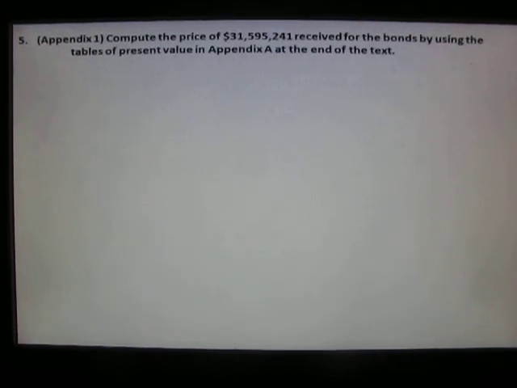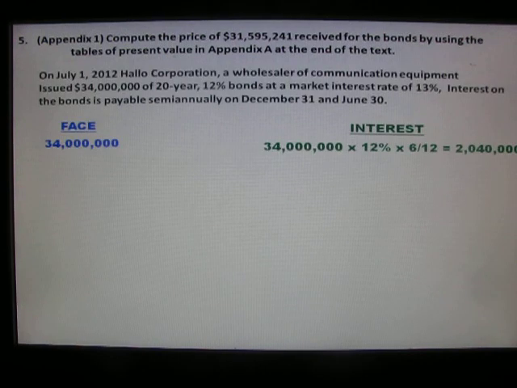Okay, this is the funnest part of bonds. We're calculating the actual issue price. They told us in the problem that the issue price was $31,595,241, but let's calculate it for fun. When you're calculating the issue price, you're dealing with two numbers. The face amount, which you know is the $34 million, bonds payable, and the interest that they are required to pay. Remember, that's the principal times the rate times the time.